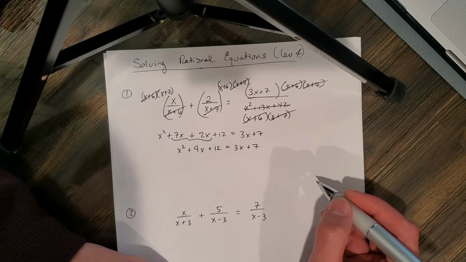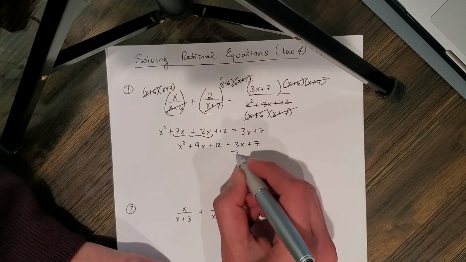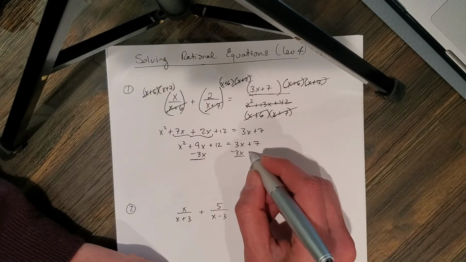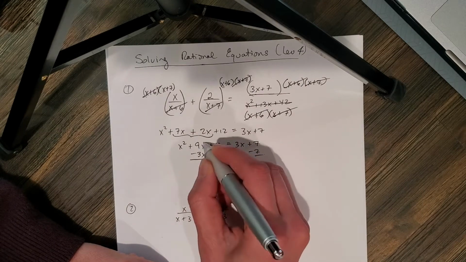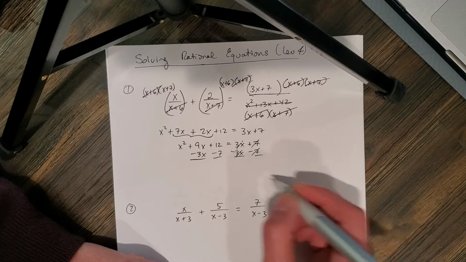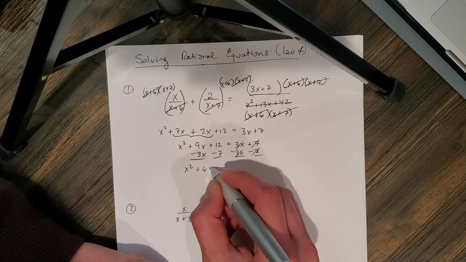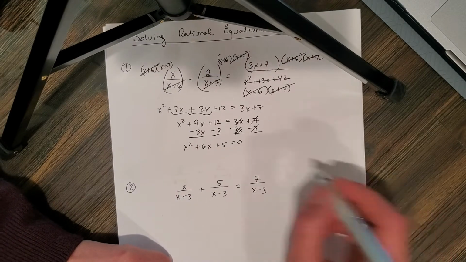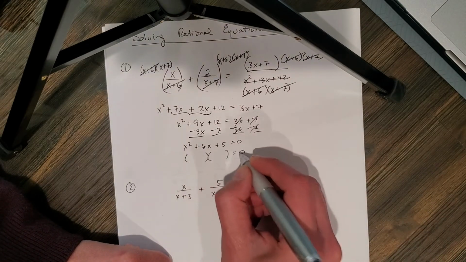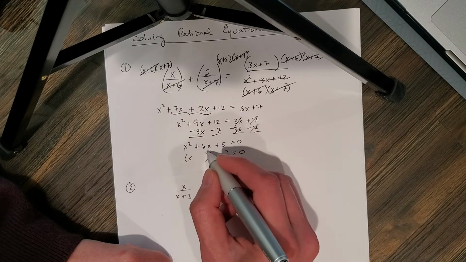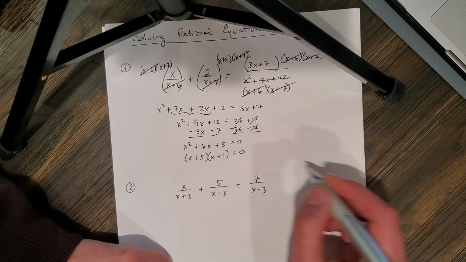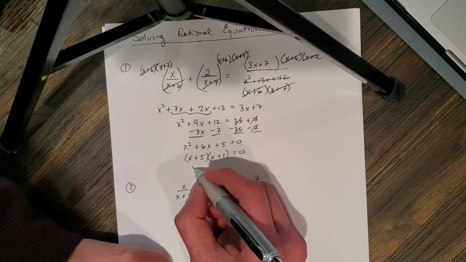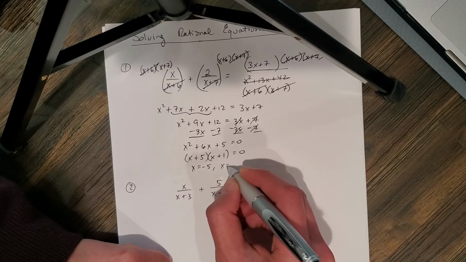Okay, set it equal to 0 as before, and so we're going to subtract 3x, and then we're going to subtract 7 on both sides, and so these cancel, those cancel, and then we get x squared plus 6x and then plus 5 equals 0. Okay, factor this out. I get x times x, and then 5 times 1 is 5, and then 5 plus 1 is 6, okay? So my two solutions here are x equals negative 5 and x equals negative 1.